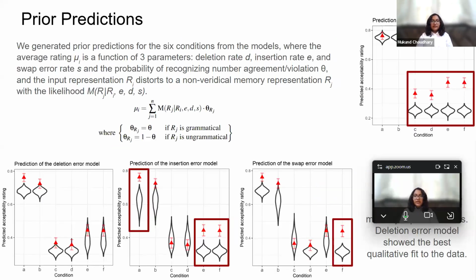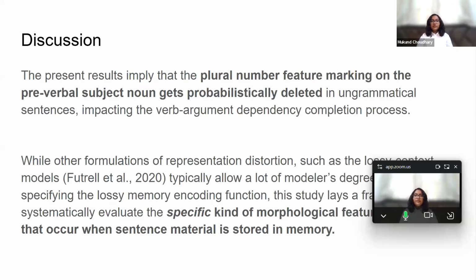We also generated prior predictions for the null hypothesis and the three representation distortion models. The representation distortion models performed better than the null hypothesis model, which indicates that distortion does occur when sentence material is stored in the memory. Amongst the three distortion models, the deletion error model showed the best qualitative fit to the data. The present results imply that the plural number marking on the pre-verbal subject noun gets probabilistically deleted in ungrammatical sentences, which impacts the verb argument dependency completion process.